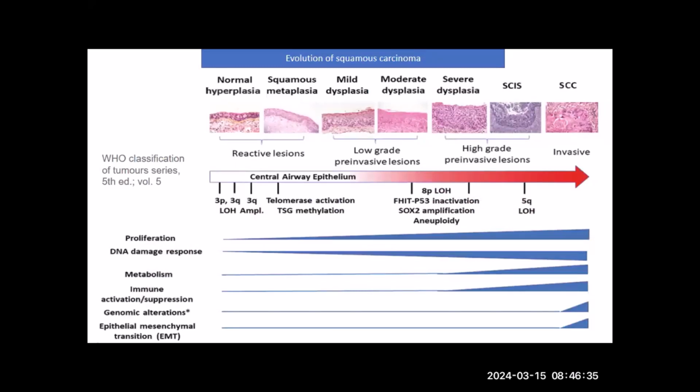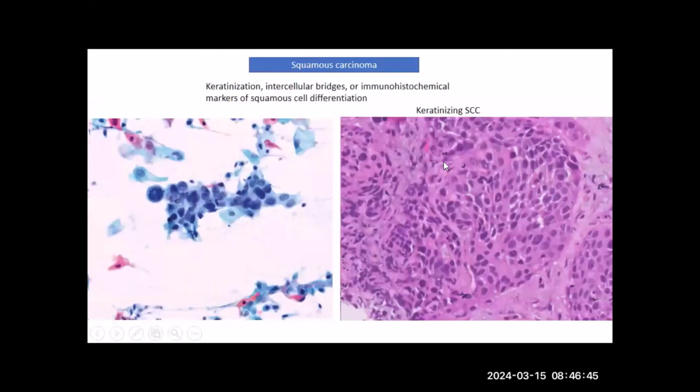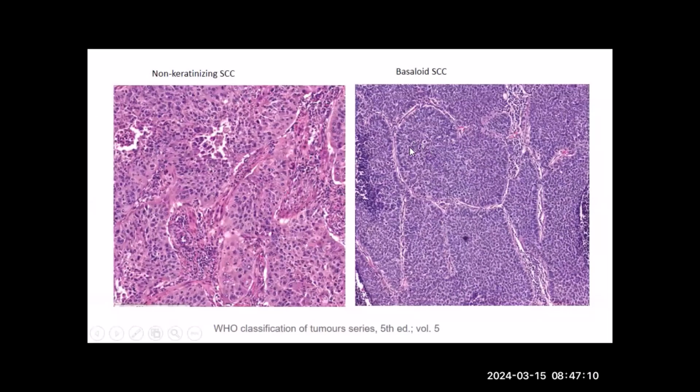Coming to squamous carcinomas. So, squamous carcinomas also progress from metaplasia to dysplasia, severe dysplasia, and invasive squamous carcinomas after accumulating various mutations. So the criteria for squamous carcinoma is that you have to see keratinization, that is this pinkish keratin inside the cells, intercellular bridging, or any IHC demonstration of a specific squamous marker. So squamous carcinomas are keratinizing, non-keratinizing, and basaloid.